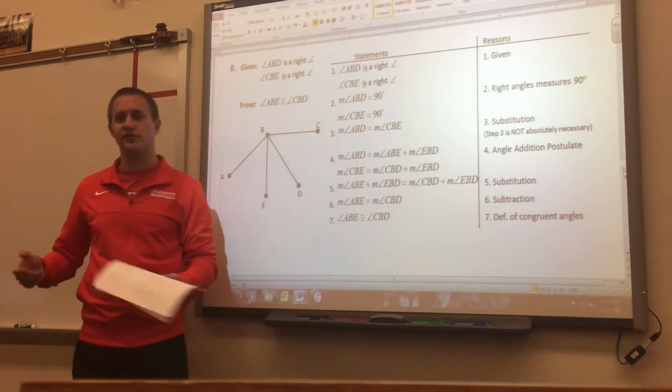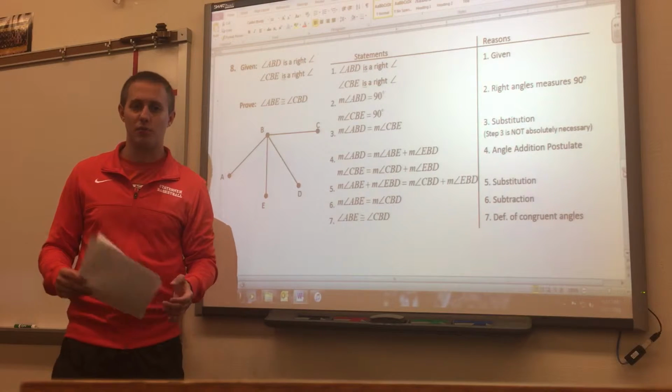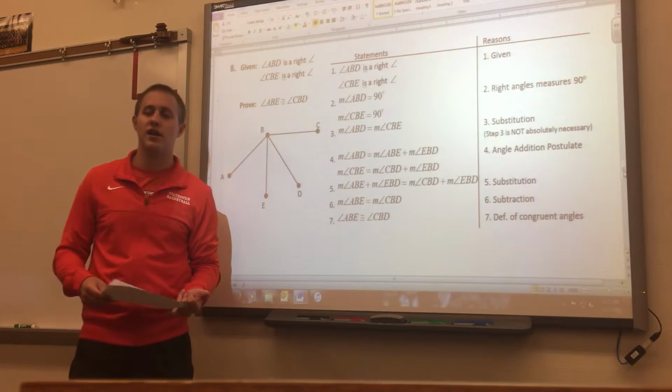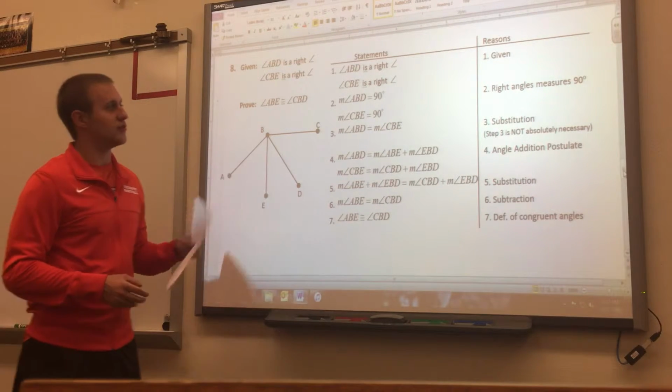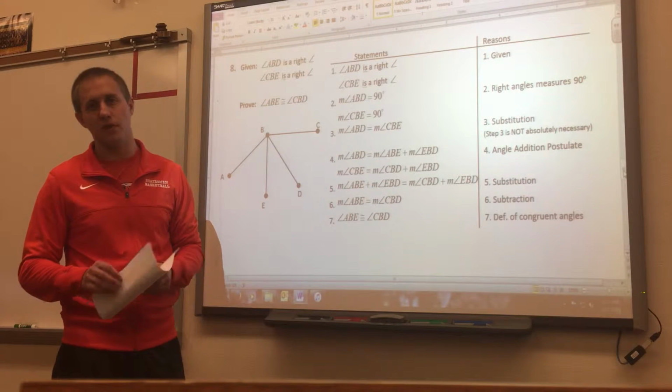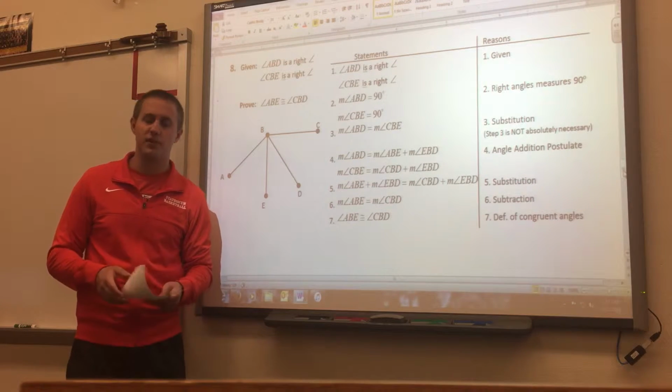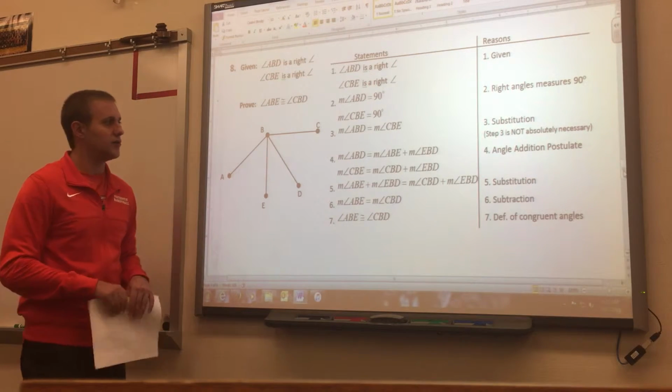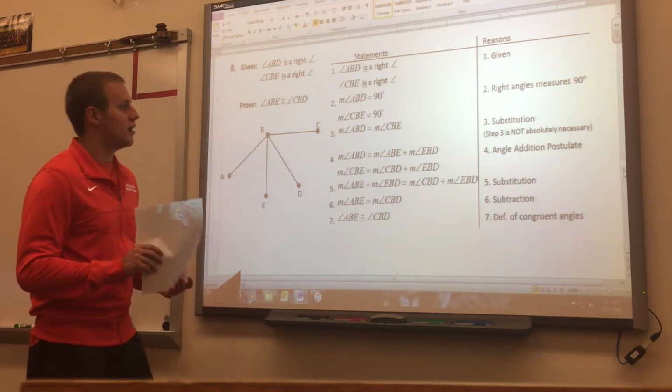So far in this worksheet, you've seen a couple new reasons, like perpendicular lines form right angles. This one that we just used, we've used the theorem: if you are supplementary to the same angle, then you are congruent. So a couple new reasons on this worksheet.